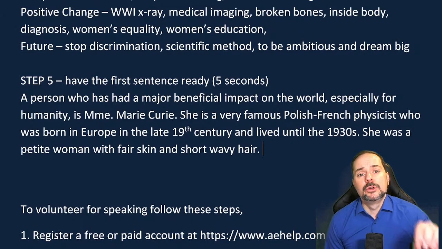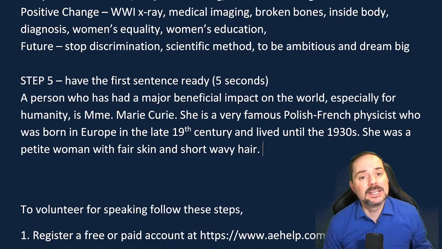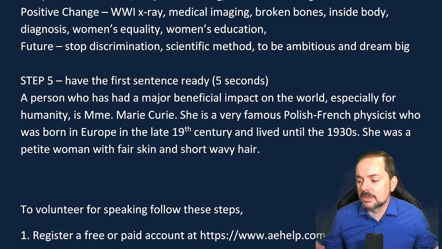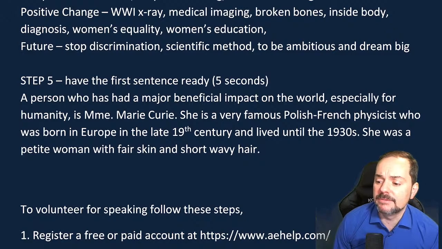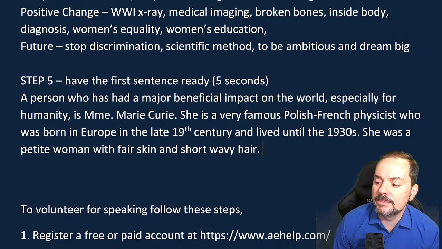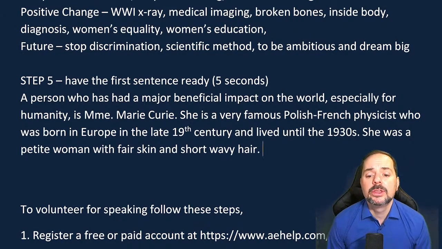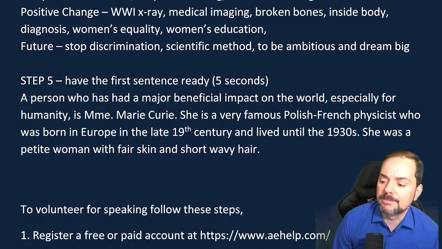Now, notice that it's present tense. She is a very famous because she still is. Even though she's not alive, she's still a very famous Polish-French physicist. So that's present tense. Okay. Kuiper says, a person who brought positive influence for humanity to the world was Marie Curie, who lived from 1867 to 1934. Very good. Okay, so Kyber, that's a good start.